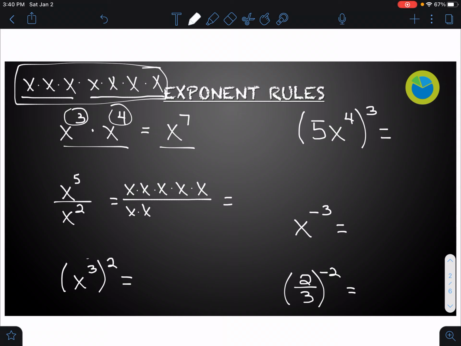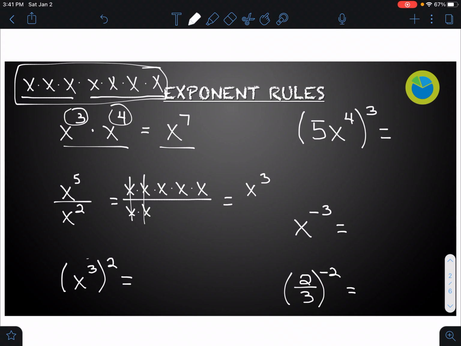But the reason for that is, take a look at the top. X to the fifth is 5 x's. And x squared is a couple of them. And then these cancel out to 1. So what am I left with? I'm left with x to the third. Now notice, the shortcut would be to just subtract these two exponents, 5 minus 2, and I get 3. So that's where that comes from and why it works.